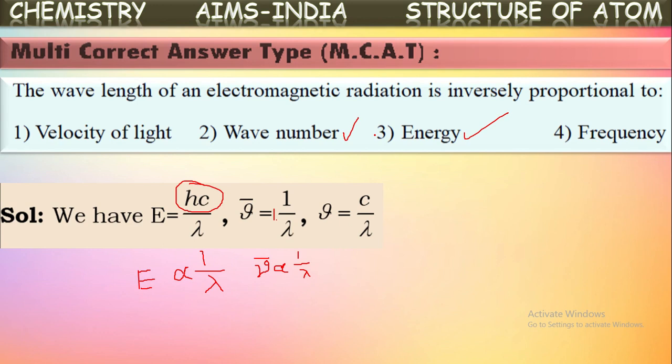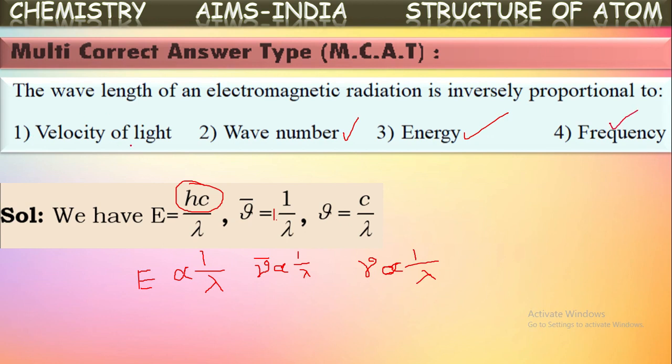What about frequency? If you see the third equation given here, nu is equal to c by lambda. C being a constant, if you remove that constant, we get nu is directly proportional to 1 by lambda, or nu is inversely proportional to lambda. So frequency is also inversely proportional to wavelength.